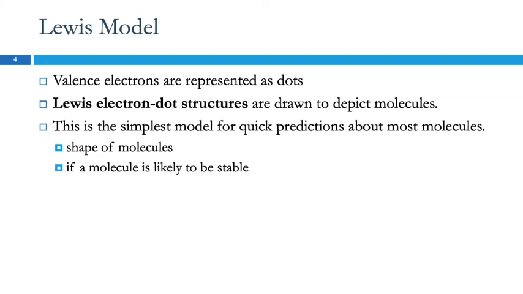In the Lewis model, the valence electrons are represented as dots, and so you draw Lewis dot structures or Lewis electron dot structures to show molecules. It's a very simple model and helps us to quickly make predictions about a lot of molecules. We can predict the shapes. We can often predict if the molecule is stable or not. Just helps us to understand bonding a little bit.